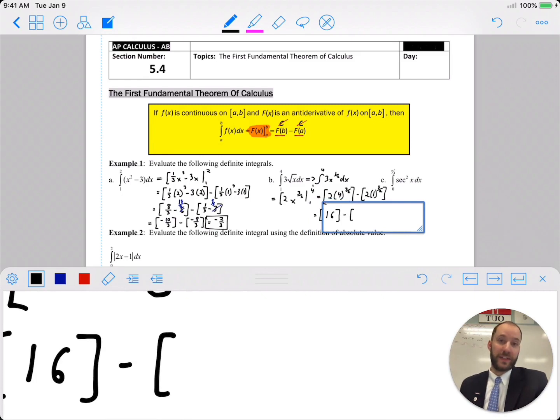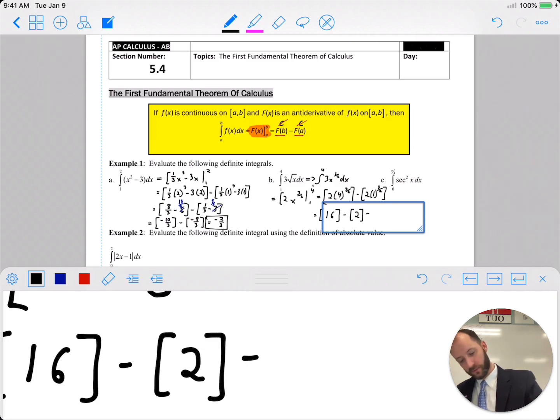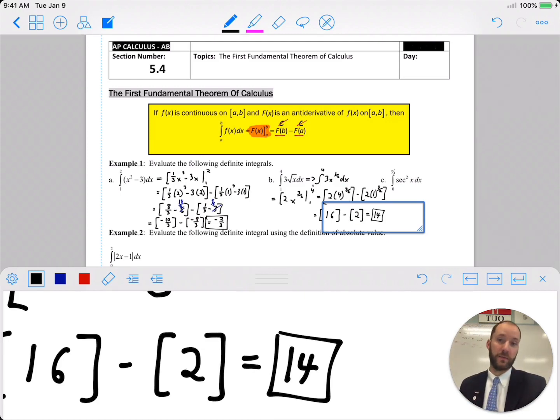And 1 is always easy. 2 times 1 to the 3/2, just 2. And you end up with 14. Good deal.